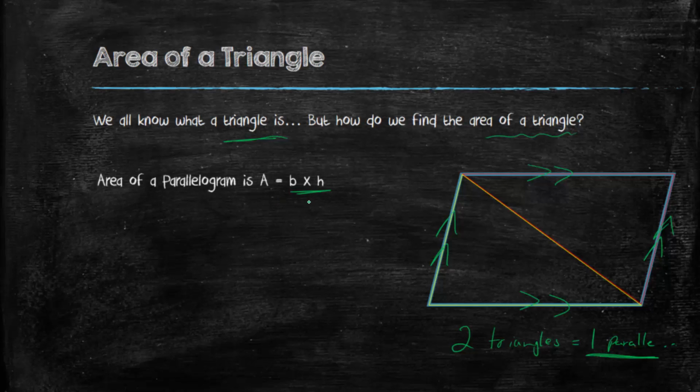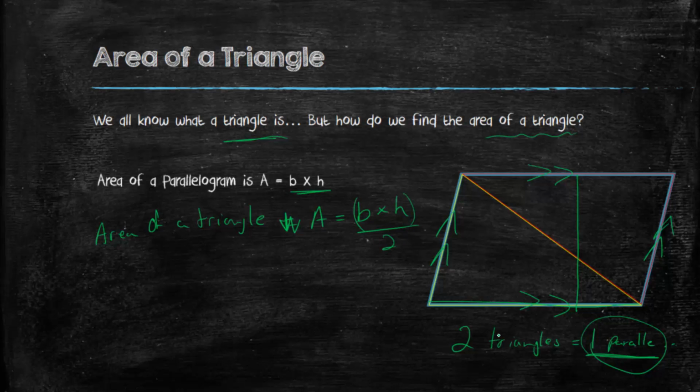So we know that the area of a parallelogram is base times height, right? So if this were the base and this were the height, all you have to do is take this, multiply it by that, and that gives you the area of a parallelogram. Since a triangle is nothing but 1/2 of a parallelogram, we could modify this to get a formula for a triangle. So the area of a triangle is very simple, right? It's area equals base times height divided by 2.